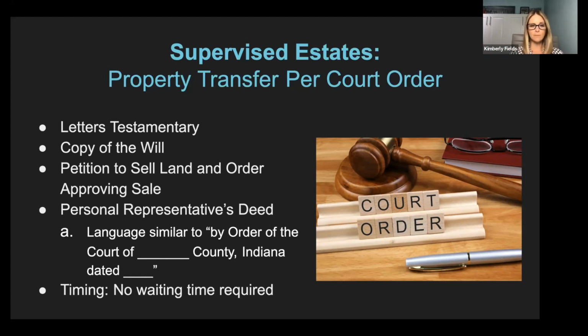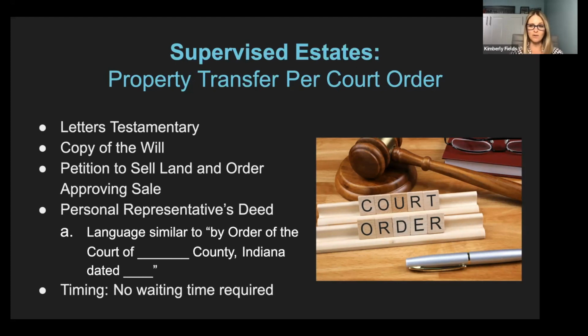You're going to want a personal representative's deed. Normally, the estate attorney is going to draft that, but we do want to look at it to make sure we have the right language. We want something like "by order of the court of whatever county, say Marion County, Indiana, dated January 1st, 2023." We want that because we are telling everyone who sees that personal representative's deed that not only is it authorized by the court, but we put it in this deed so you know that it is a proper transaction.